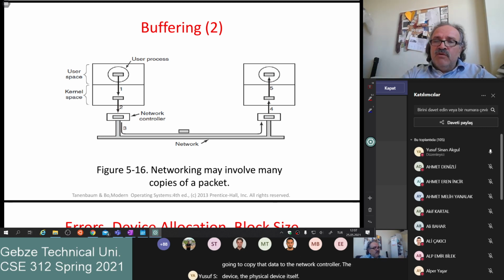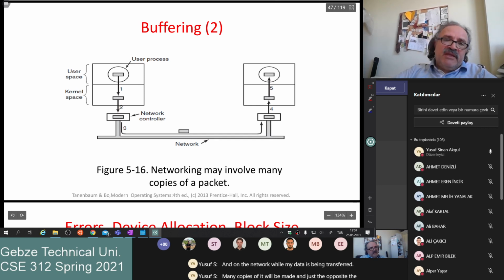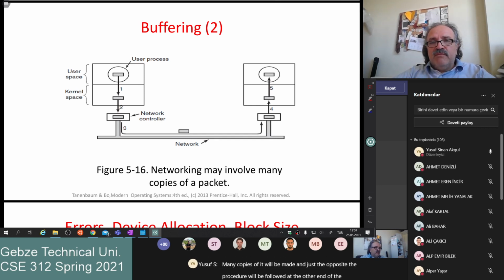And on the network, while my data is being transferred, many copies of it will be made, and just the opposite procedure will be followed at the other end of the network. So I will end up having 5, 6, 7, 10 copies of the same data over my computers and over my network. This happens. So there's lots of copying, lots of buffering. But the alternative is risk of losing the data. So we kind of accept this kind of a picture.